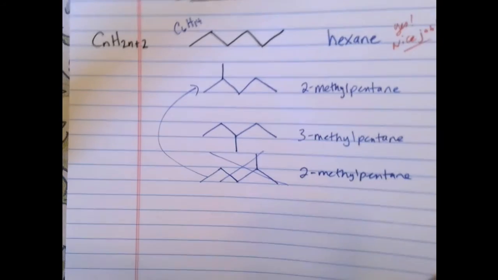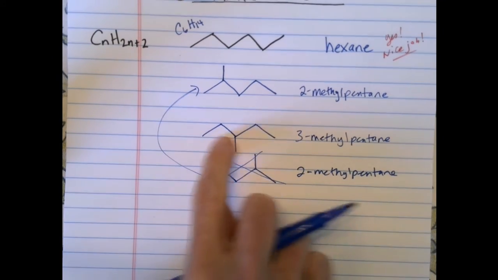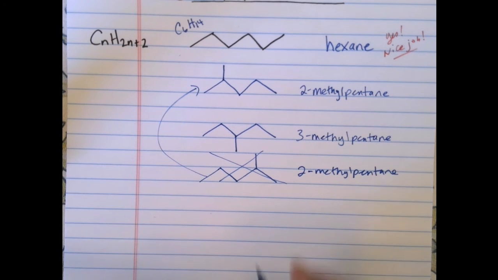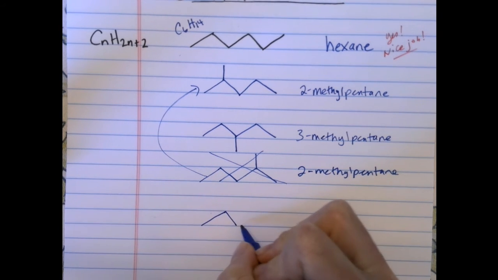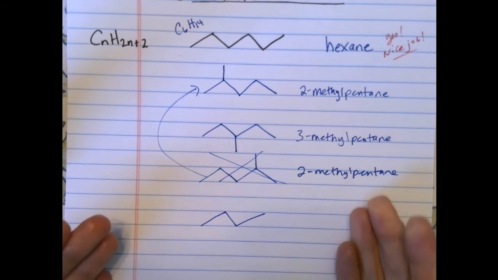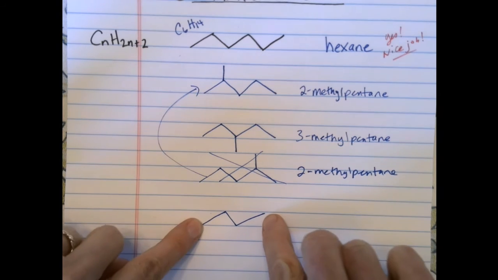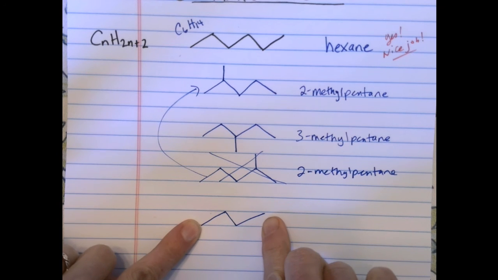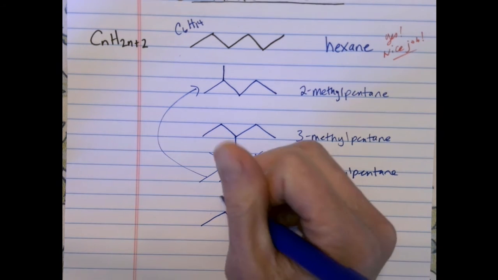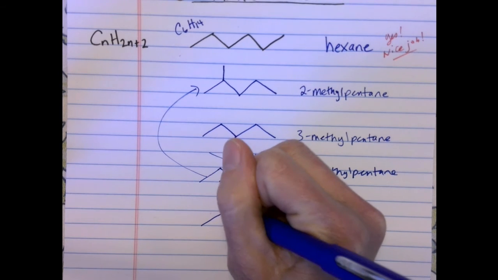I think I exhausted all of the possibilities for 5 carbons in a row. So now I'm going to try 4 carbons in a row, which means I still have 2 more carbons that I have to get onto this molecule somewhere. And I can't put them on the end because that will make it a 5-carbon chain again. So let's see, I think I could put both of them right here, on the second carbon.